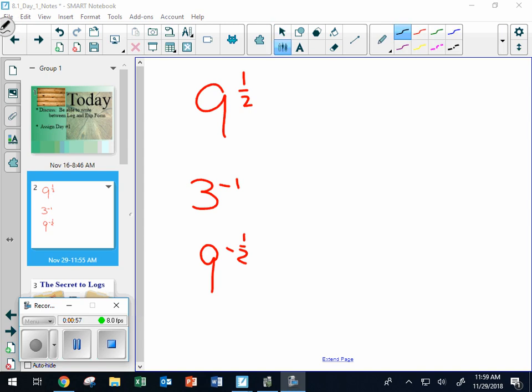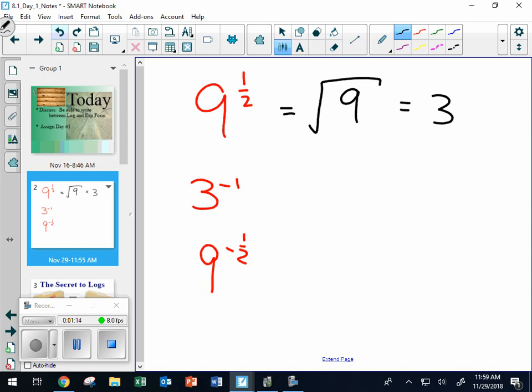Sure. So 9 to the 1/2 power is 3. And how did you arrive at 3? That's the 1/2 power. 1/2 power is the same thing as the square root of 9, which is 3.